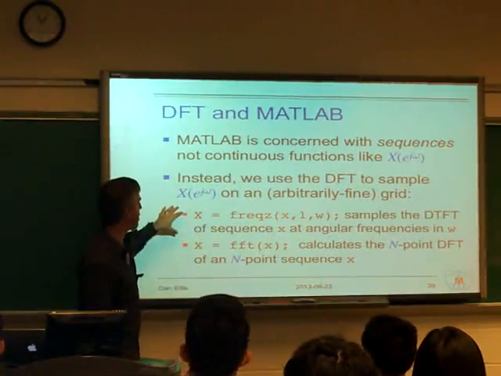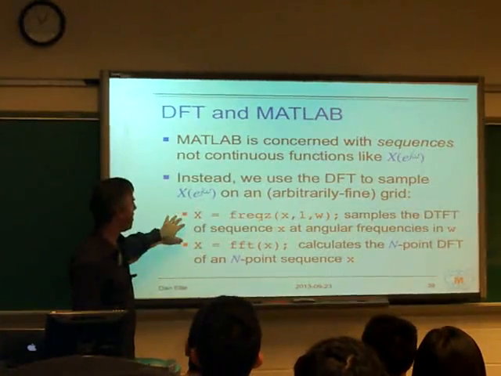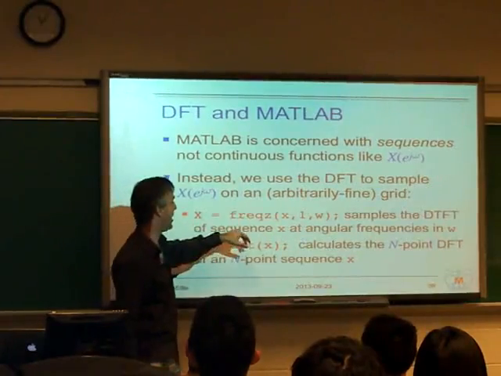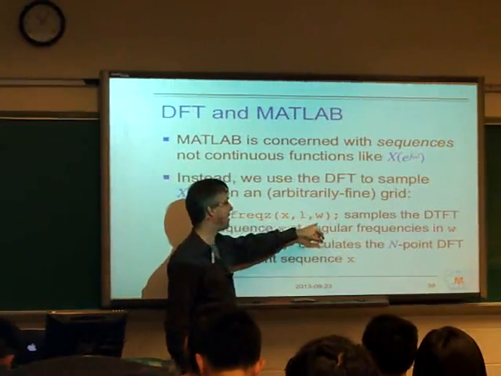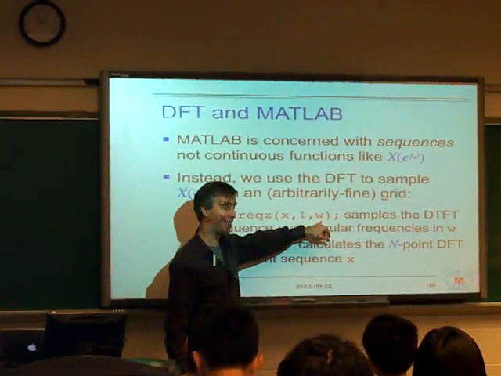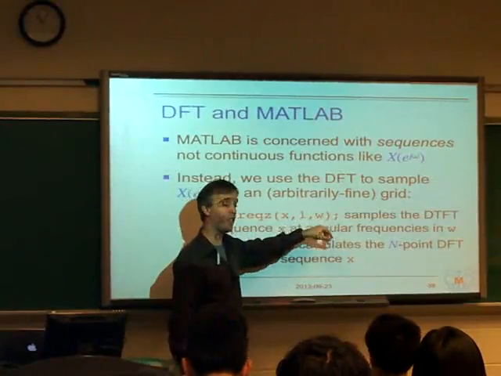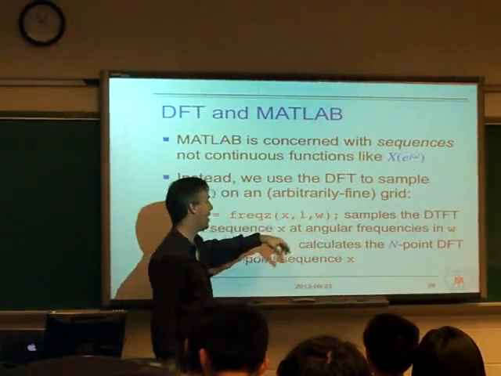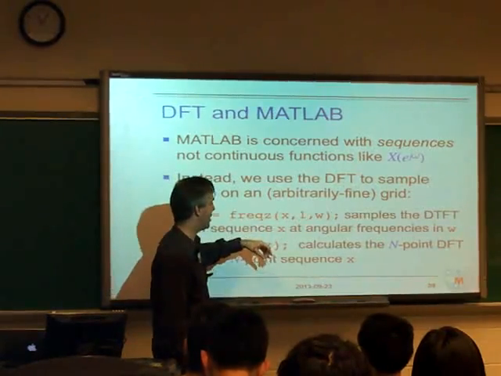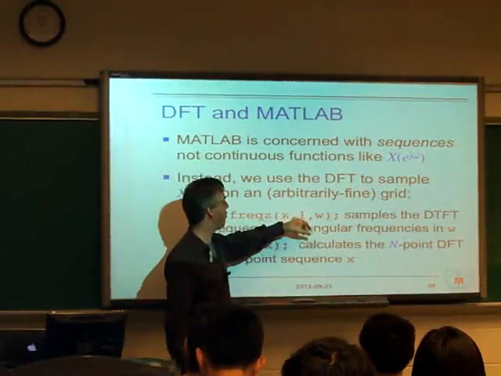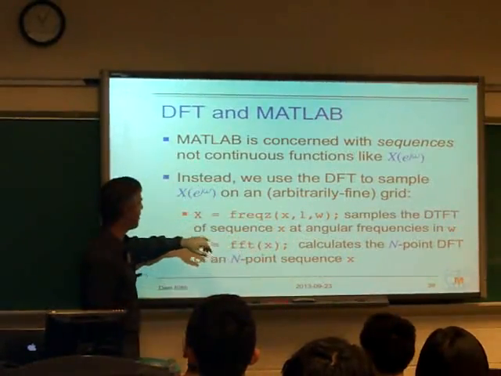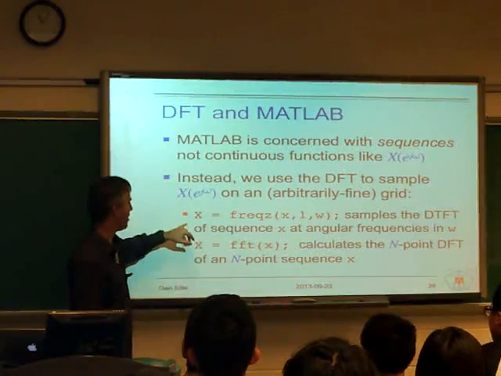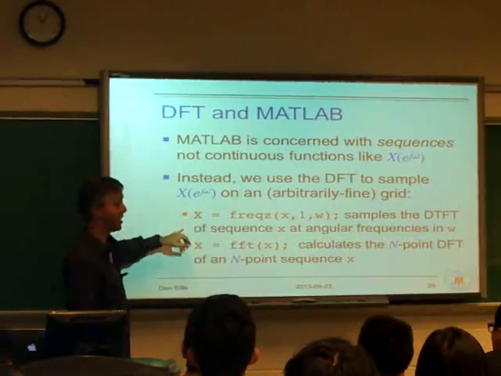So there are 2 ways we can do this in MATLAB. FrexZ does just that. It calculates the inner product between a sequence and a sinusoid of a particular frequency omega, or a set of frequencies for a vector omega, which is sort of sampling the DTFT at particular frequencies. The one here we'll talk about later.